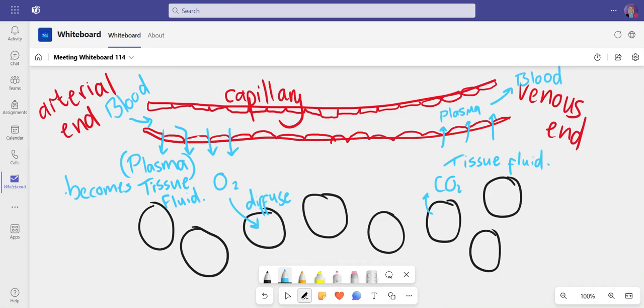Okay, so the plasma is forced out, and as soon as it's out, it's called tissue fluid, and then the tissue fluid is forced back in, and once it's inside, it's called plasma. So that's the first part of it. Blood comes along the capillary. The plasma part of the blood is forced out of the capillary into the space between the cells, and as soon as it's out, it's called tissue fluid. The tissue fluid bathes all of these cells. The oxygen diffuses from the tissue fluid into the cells. The cells respire, produce carbon dioxide, and the carbon dioxide diffuses into the tissue fluid, and the tissue fluid is forced back into the capillary at the venous end.